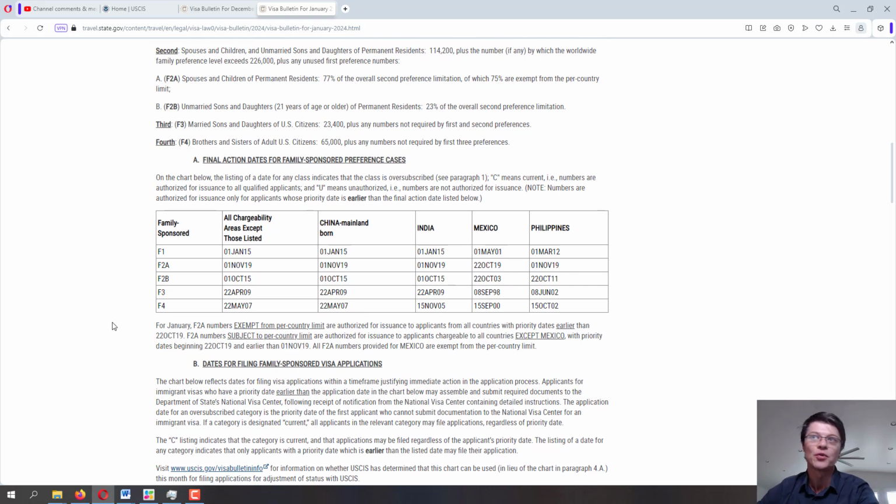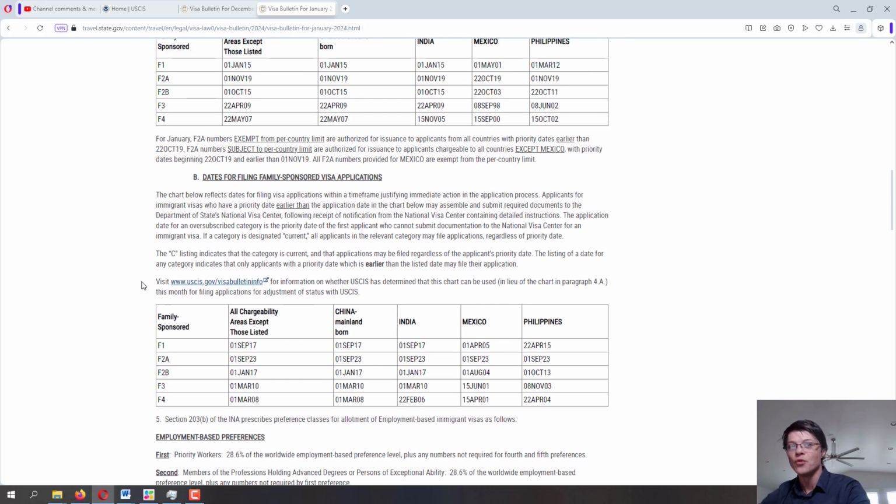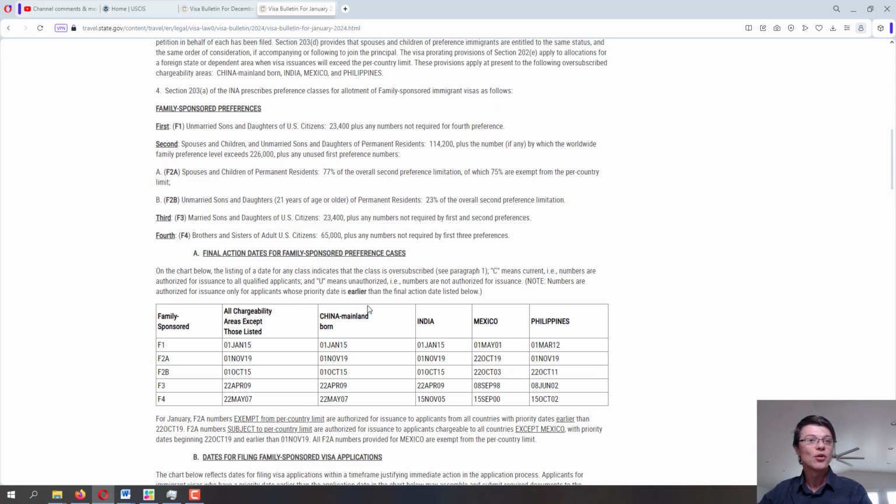Now, briefly about the 2 graphs. There's graph A, final action dates, and graph B, dates for filing. Graph B shows you when your NVC portal is going to be opening up so that you can start your documentary qualification process. If you are already documentarily qualified and you're wondering when the immigrant visa is going to be available, or if you want to see how long it's going to take waiting for the immigrant visa, then you're looking at graph A, which shows when the priority date becomes current for the actual immigrant visa. So now that you briefly know how to read the visa bulletin, let's get straight into it.